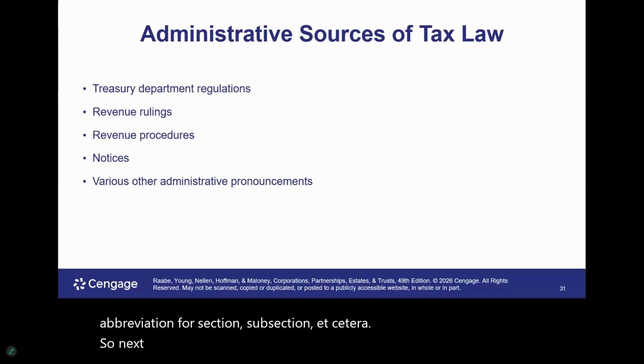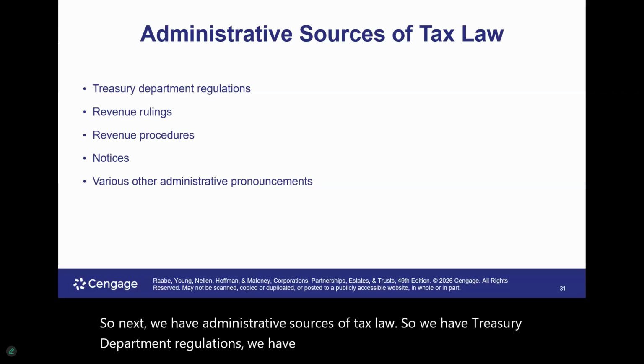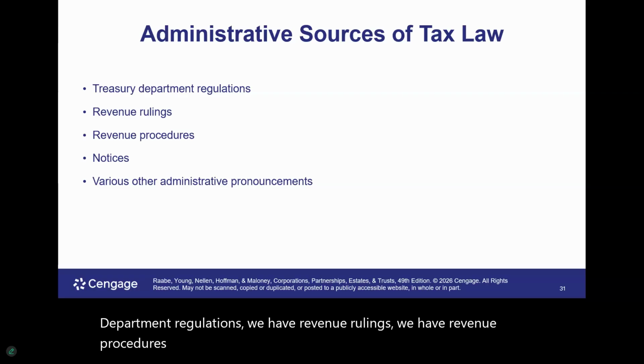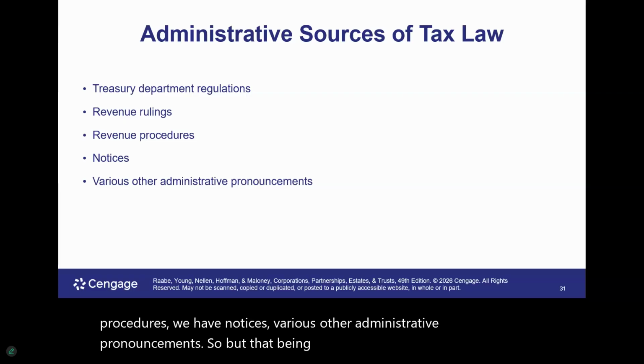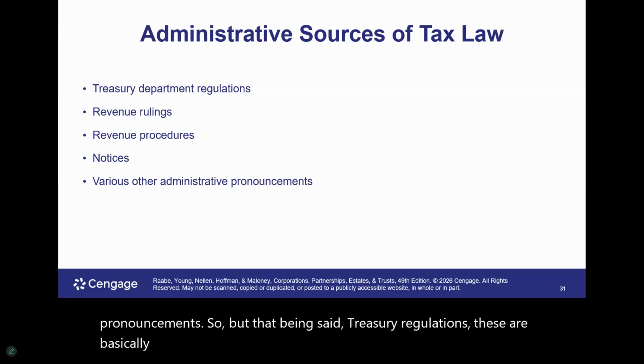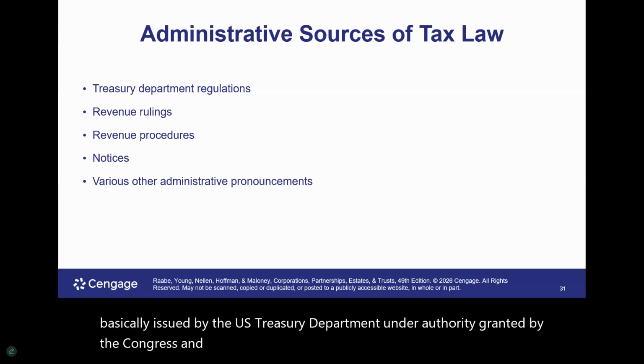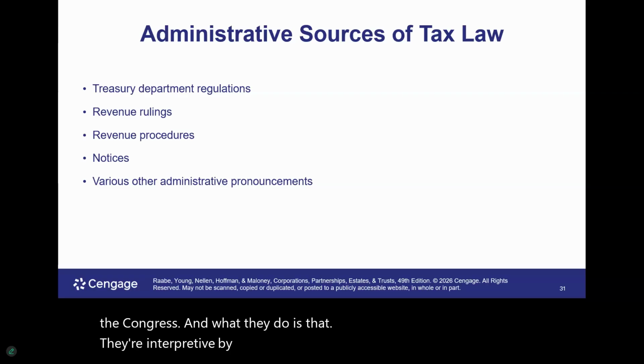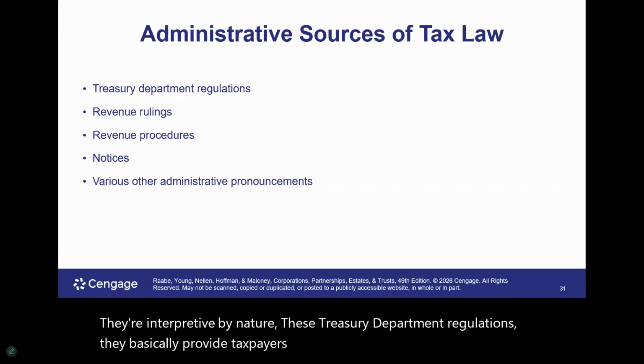So next we have administrative sources of tax law. We have Treasury Department regulations, revenue rulings, revenue procedures, notices, and various other administrative pronouncements. Treasury regulations are basically issued by the U.S. Treasury Department under authority granted by Congress. They're interpretive by nature. These Treasury Department regulations basically provide taxpayers with guidance on the meaning and application of the code, right?